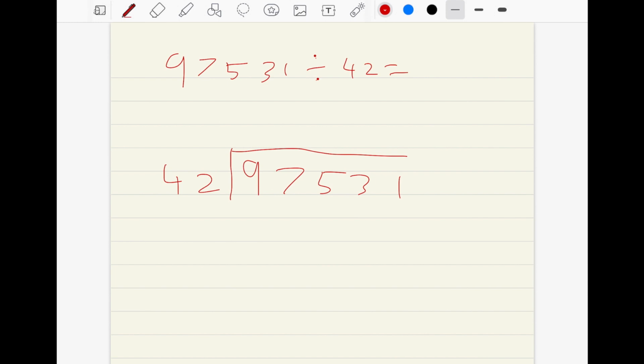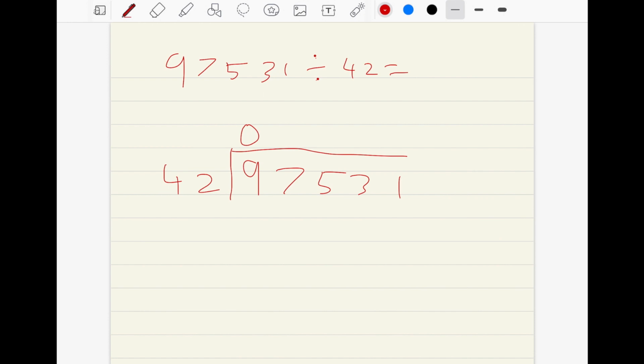So now we think, 42 times what equals 9? 9 is smaller than 42, so we write 0, because 42 times 0 equals 0, and 0 is close to 9. So then, 42 times what is close to 97? I'm gonna guess 2.